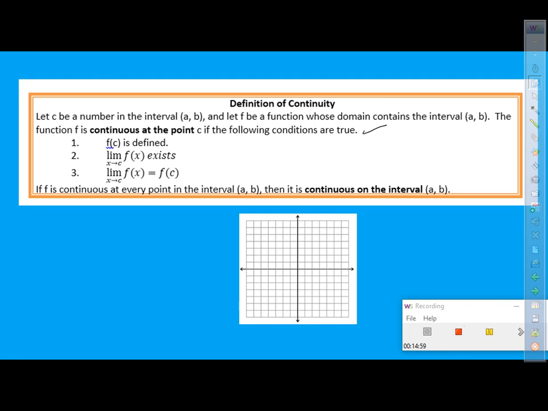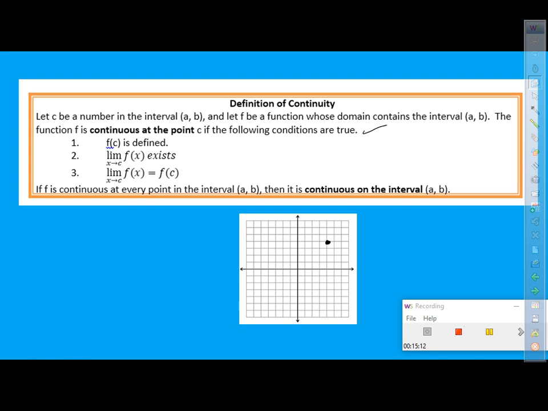This part 1 says f of c is defined. All that means, guys, is when you're given an x value and you look up, there's a y value. There's a closed dot for a y value. So that's all part 1 is saying. F of c is defined. Now part 2 is really important. It says the limit exists. And then tie in part 3 real fast. The limit as x approaches c of f of x is f of c.